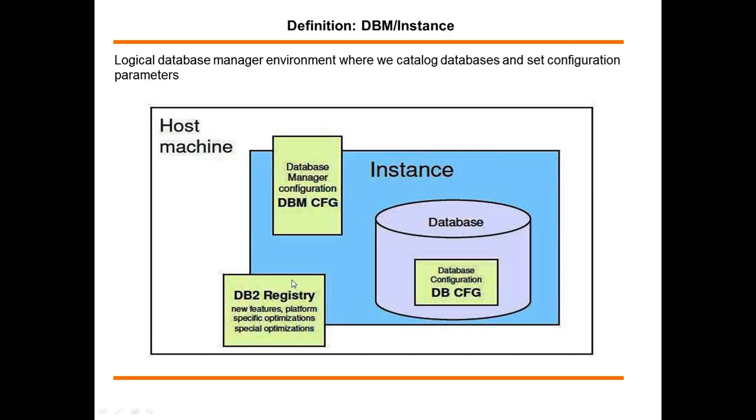In summary, you have an instance, and you have multiple databases. The instance has its own instance configuration, the DBM configuration. A database has its own database configuration. Similarly, you have registry configurations at the operating system level, at the instance level or database level.